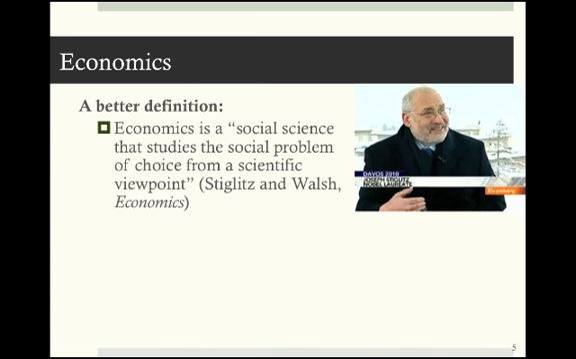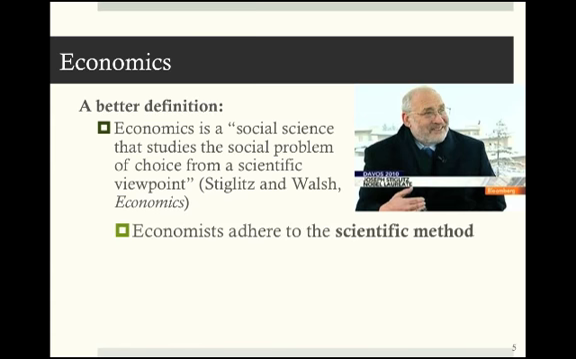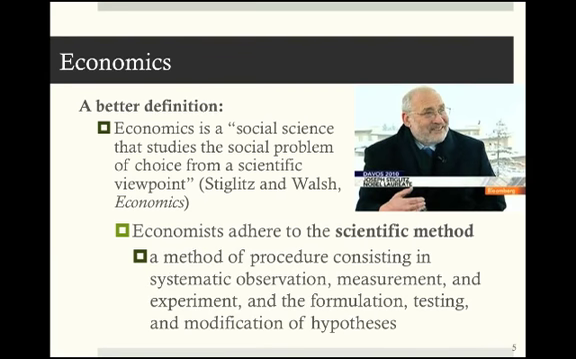But this is my favorite definition, and it's from a principles book called Economics by Stiglitz and Walsh. Economics is a social science that studies the social problem of choice from a scientific viewpoint. So economists adhere to a scientific method, which is just a method of procedure consisting in systematic observation, measurement, and experiment, and the formulation, testing, and modification of hypotheses. We'll talk in greater detail about the economist as a scientist in the next lecture.